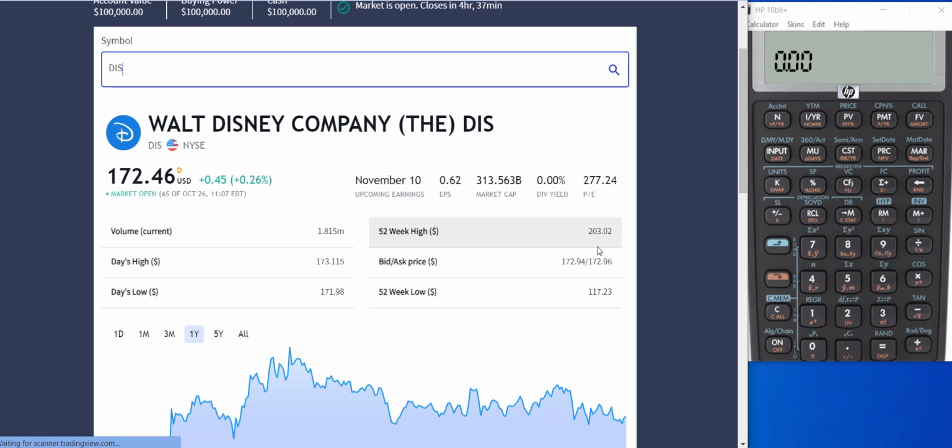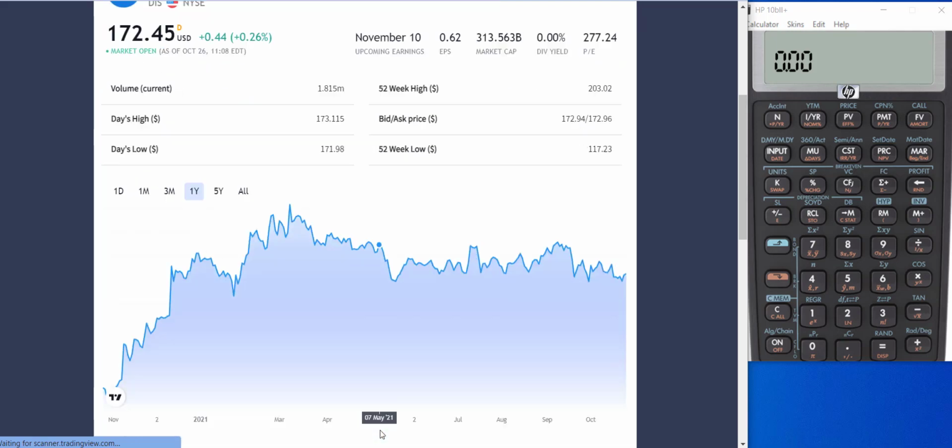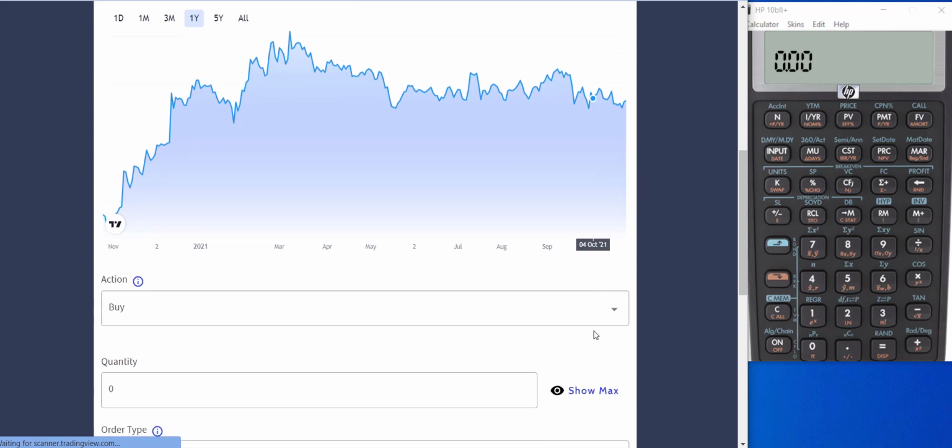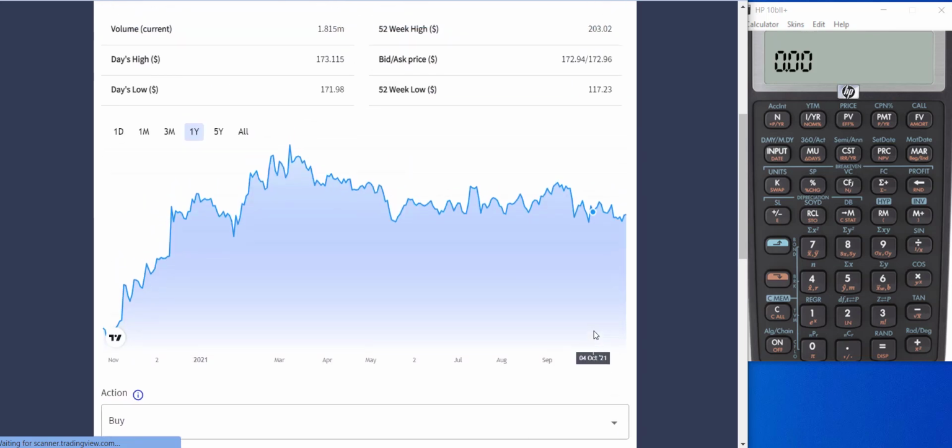The 52-week high was at 203. The 52-week low was at 117. If you look at the year, it jumped really heavy at the end of 2020 and the beginning of 2021. And then we've kind of dropped a little bit off that high, and we're kind of in the lower end of it. So I'm hoping that it's balanced back and we can be looking at some growth going into this next bit.